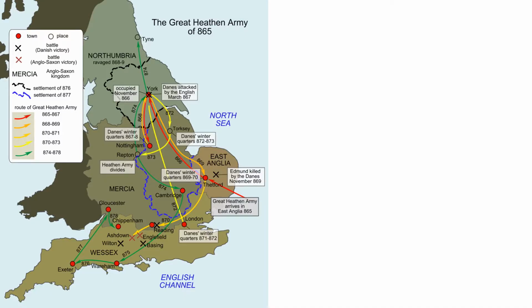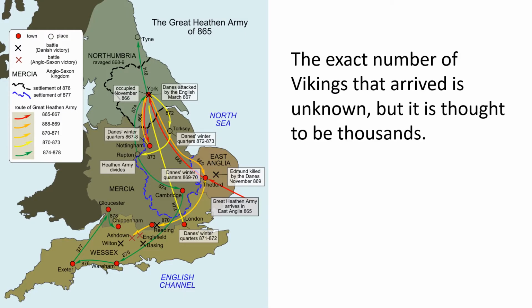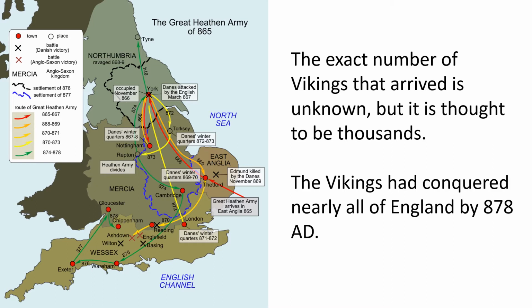Now, we don't know exactly how many Vikings arrived with the Great Viking Army, but estimates are between 500 to 6,000 people. And this map shows that very quickly from arriving in East Anglia, they make their way up and through England. And by 878, they've pretty much conquered the whole of England.